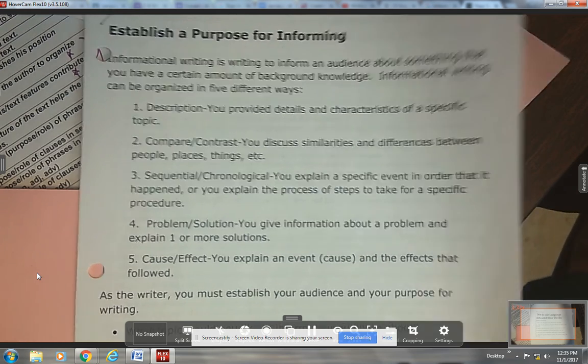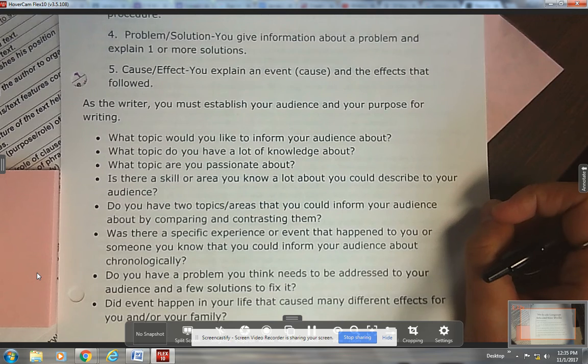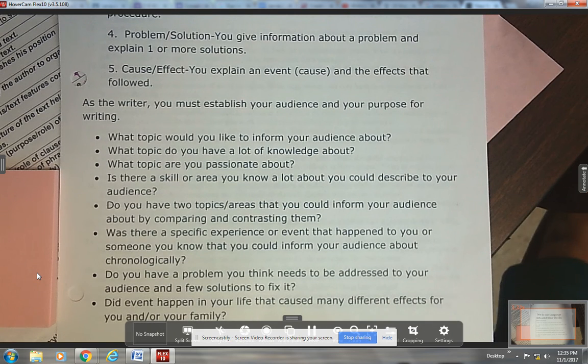On the bottom, I've just listed some questions you can ask yourself as you think and develop your topic. Remember, we're thinking of informative as something that you have background knowledge of. This is different than research writing. We are not writing for research. You may only use the ideas in your brain to write informatively throughout this unit. So no research writing.